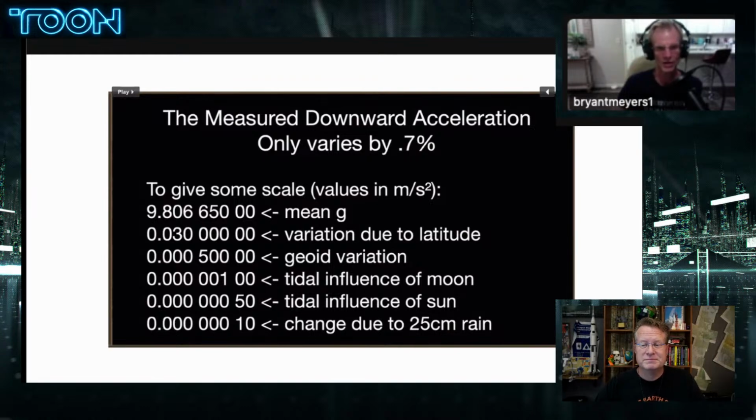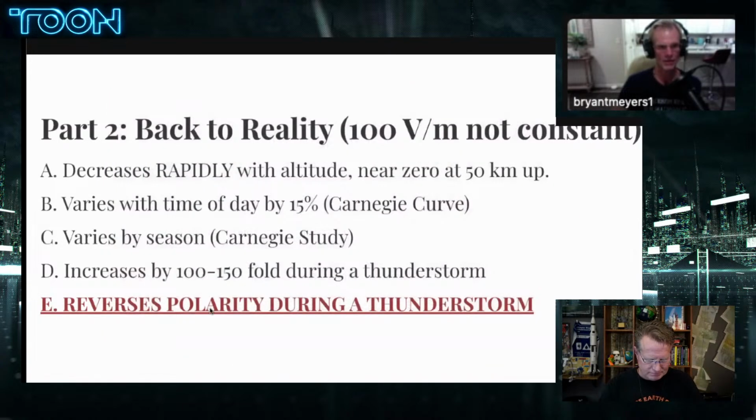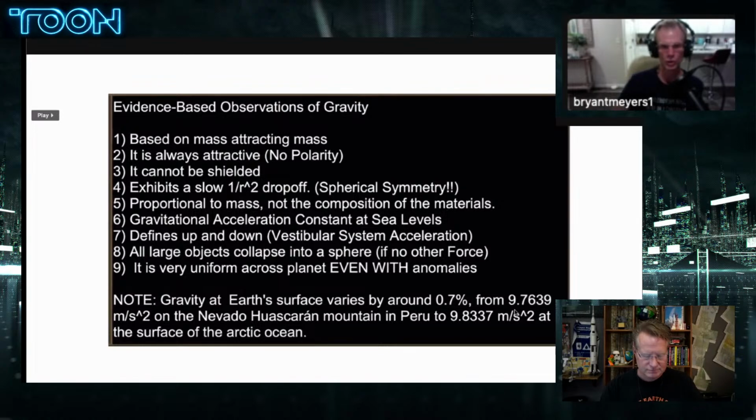So anyway, not to harp on about that, but the point is these are measured by geodesists. We know these anomalies are very carefully mapped out, right? The geoid variations, all of this is very, very well documented. Here, I have it right here. The lowest gravity is in Nevada, no, I'm sorry, this mountain in Peru, and the highest gravitational strength is at the surface of the Arctic Ocean. And they know this to 4 decimal places.